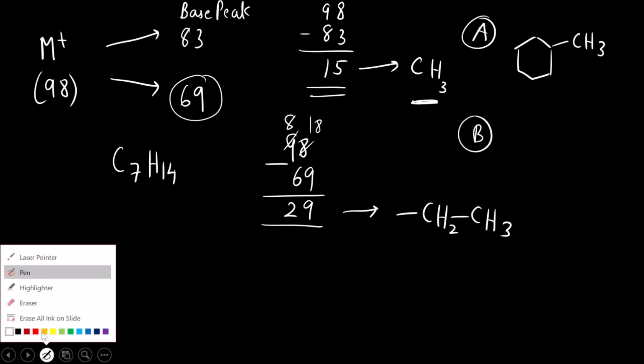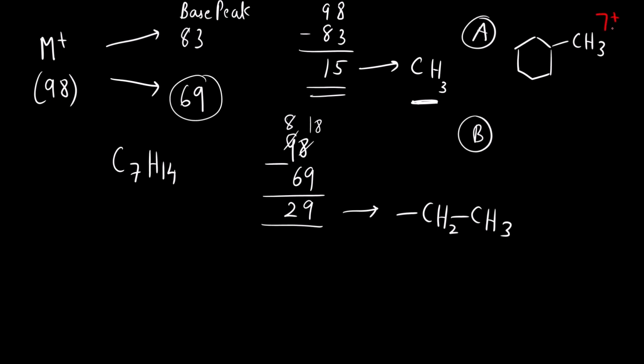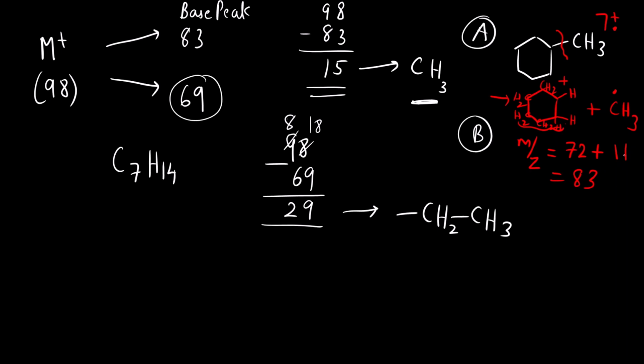To confirm, we can do a fragmentation. Suppose this is the molecular ion peak. You break this bond and you will get this cation plus a methyl radical. For this you will get the base peak at m by z equal to: total there are 6 carbons, 12 times 6 is 72, plus the hydrogens, which are 11. So 72 plus 11 is 83. That is how you get the base peak of 83.